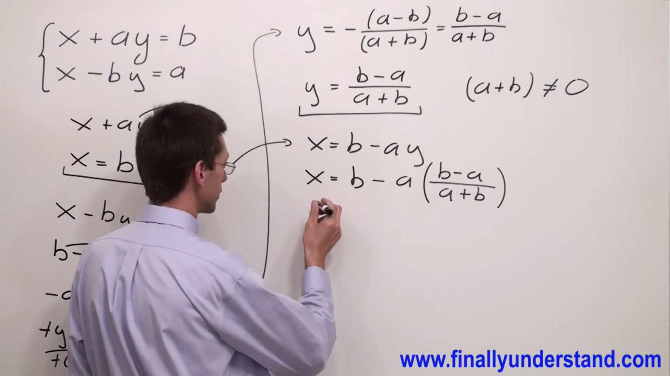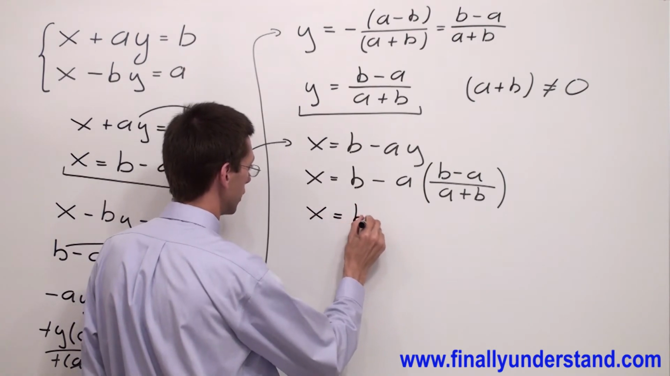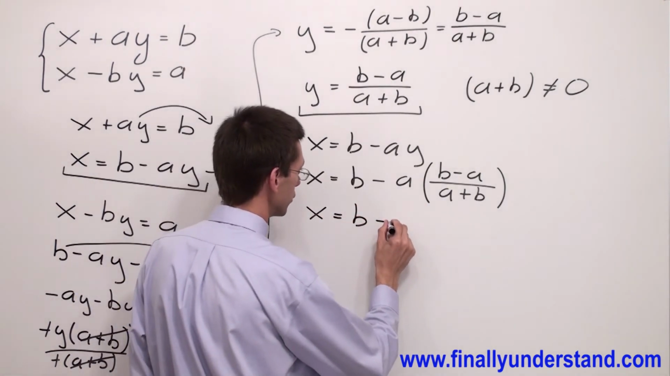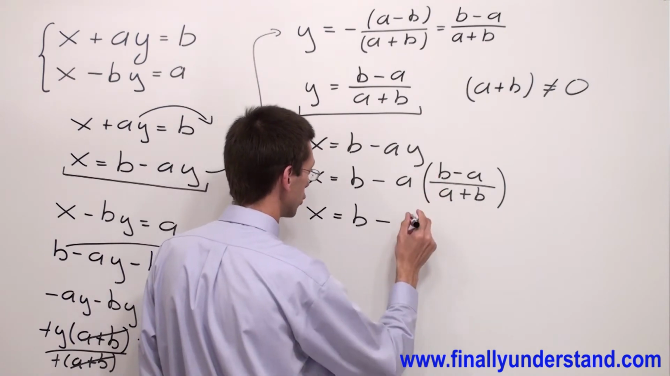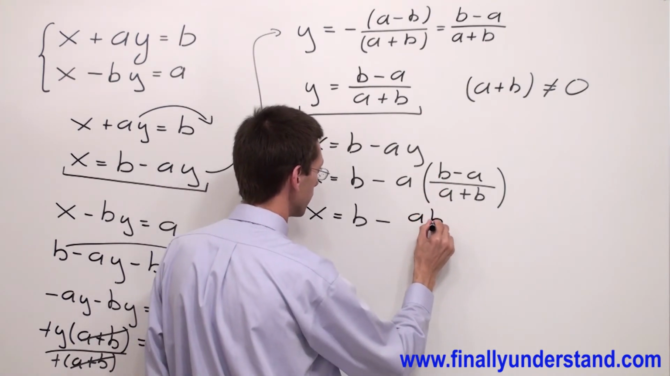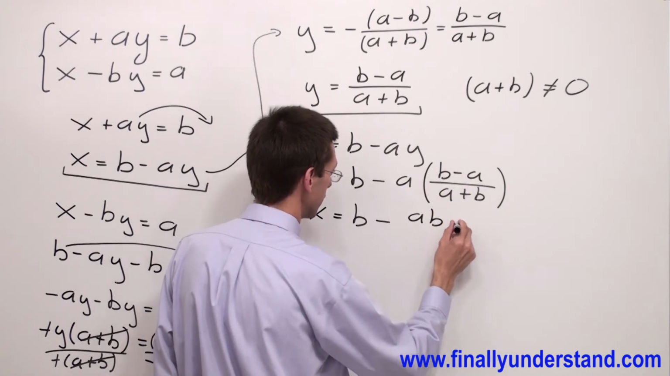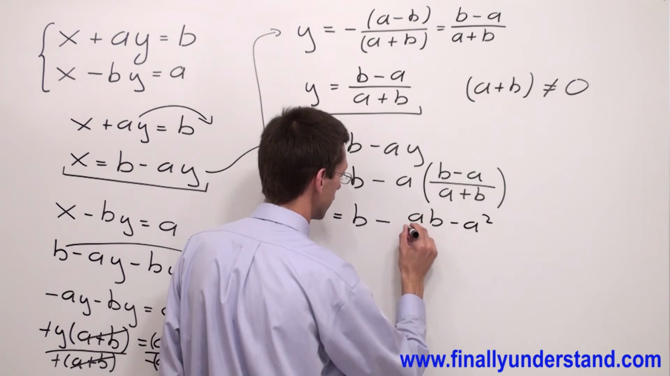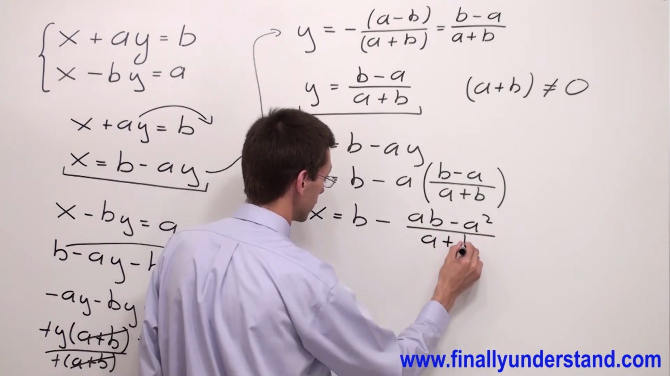Okay. Next, we're supposed to perform the multiplication. So I have x is equal b minus, and I have a times b is going to give me ab. A times negative a gives me negative a squared over a plus b.